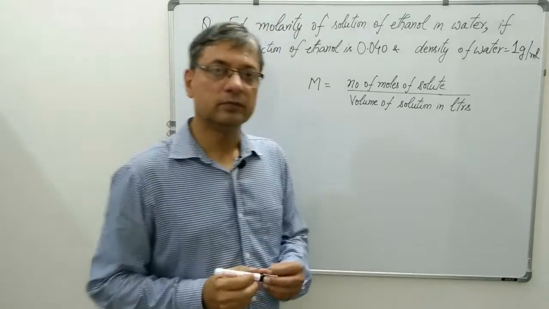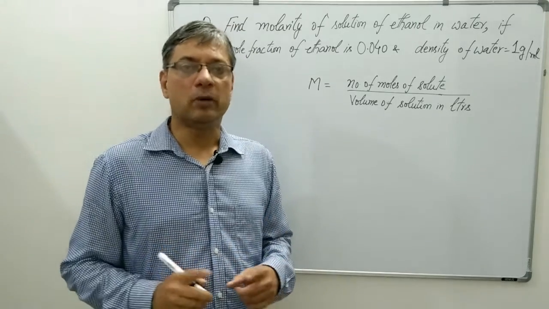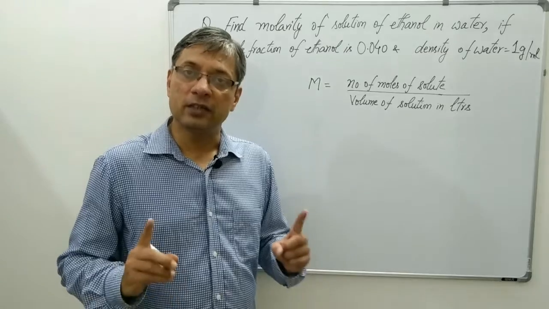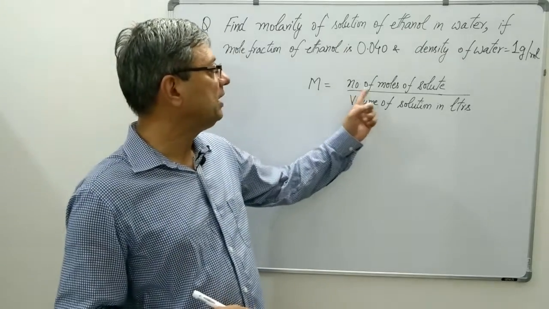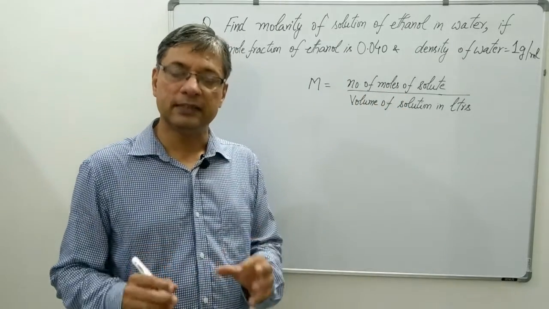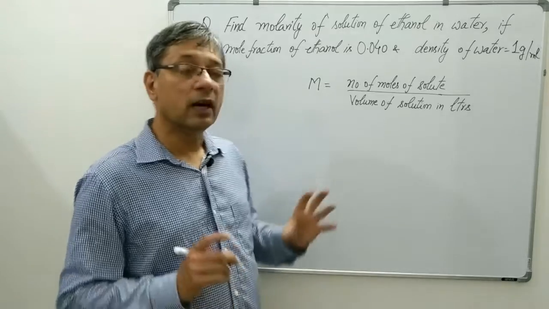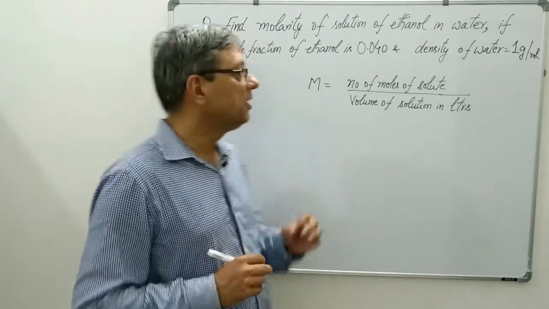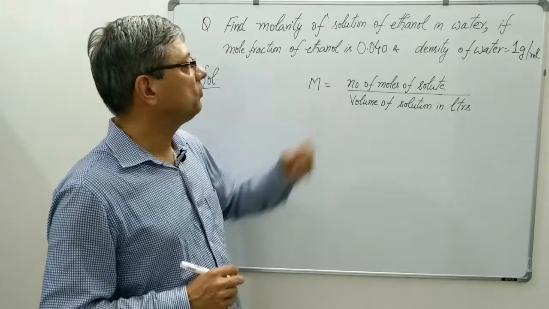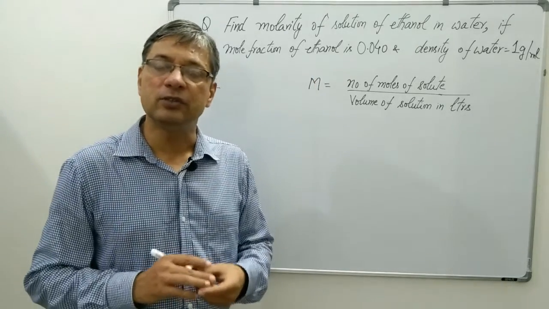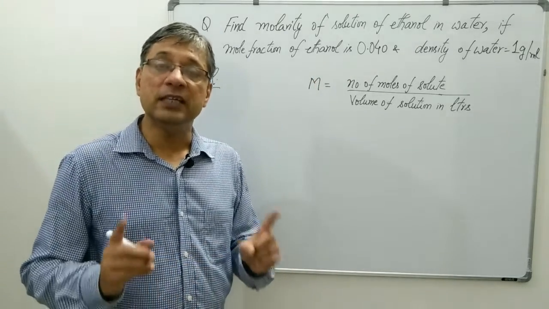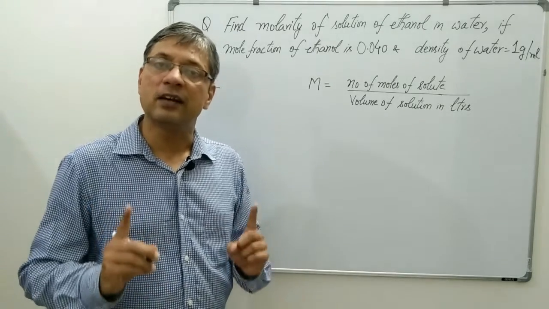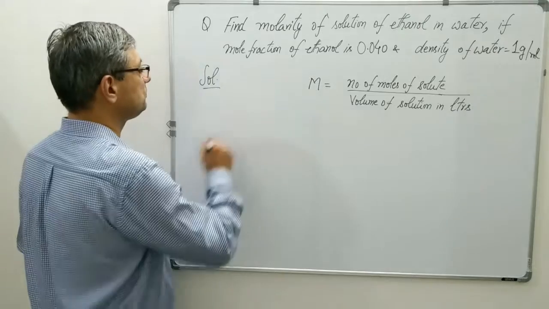As per the question, the solution has two components, ethanol and water, where ethanol is the solute. So we have to find number of moles of solute, that is ethanol, to find the molarity of solution. Let us see what is given. We are given mole fraction of ethanol is equal to 0.040. Let us assume ethanol is component A and water is component B in the solution.